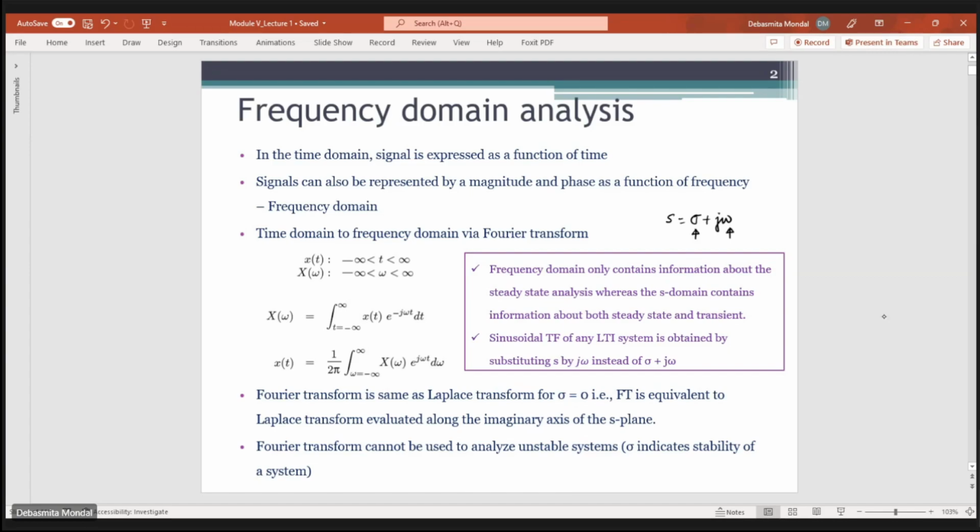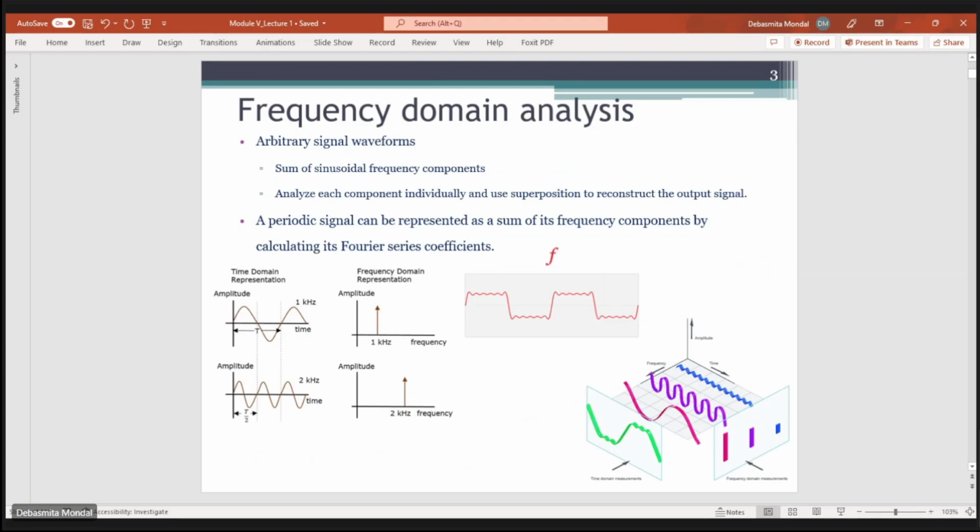In the Laplace domain, we were substituting s by sigma plus j omega, but in the frequency domain, we will substitute s equals j omega because we are considering that the value of sigma is equal to 0. So if you have an arbitrary signal, a random signal, using Fourier transform you can express it as a summation of sinusoidal frequency components. Each frequency component can be individually analyzed, and you can use superposition to add everything up and then reconstruct the output signal.